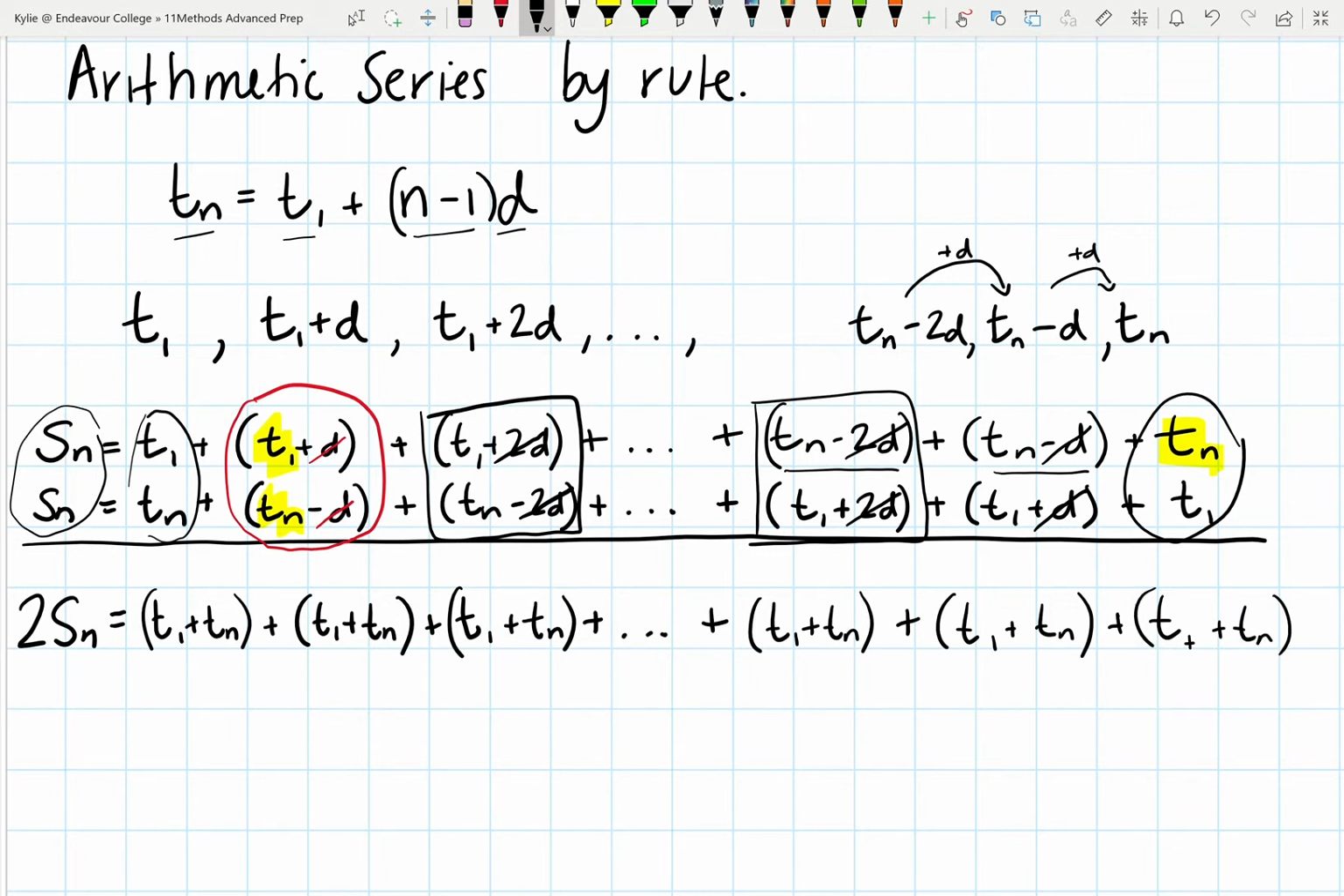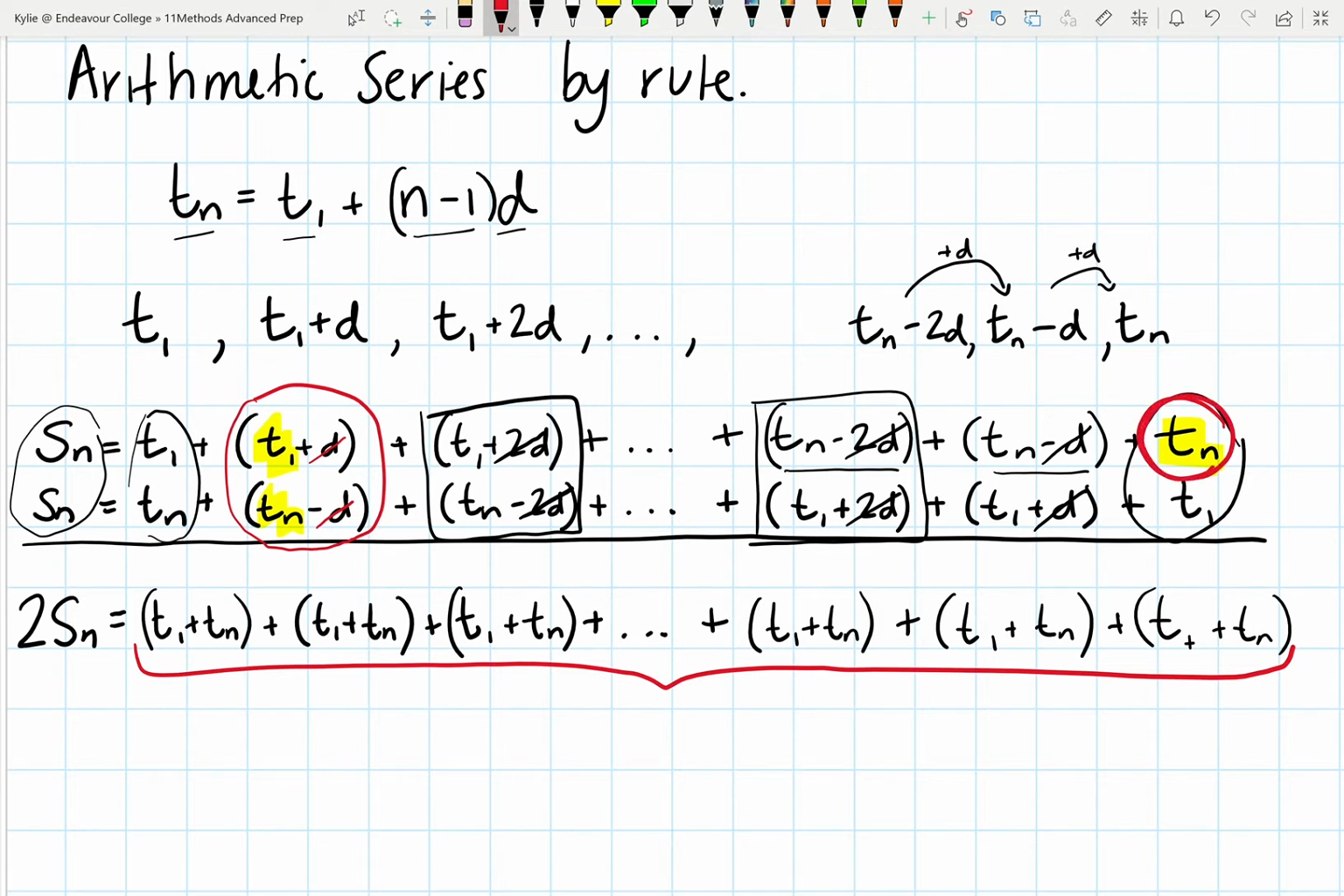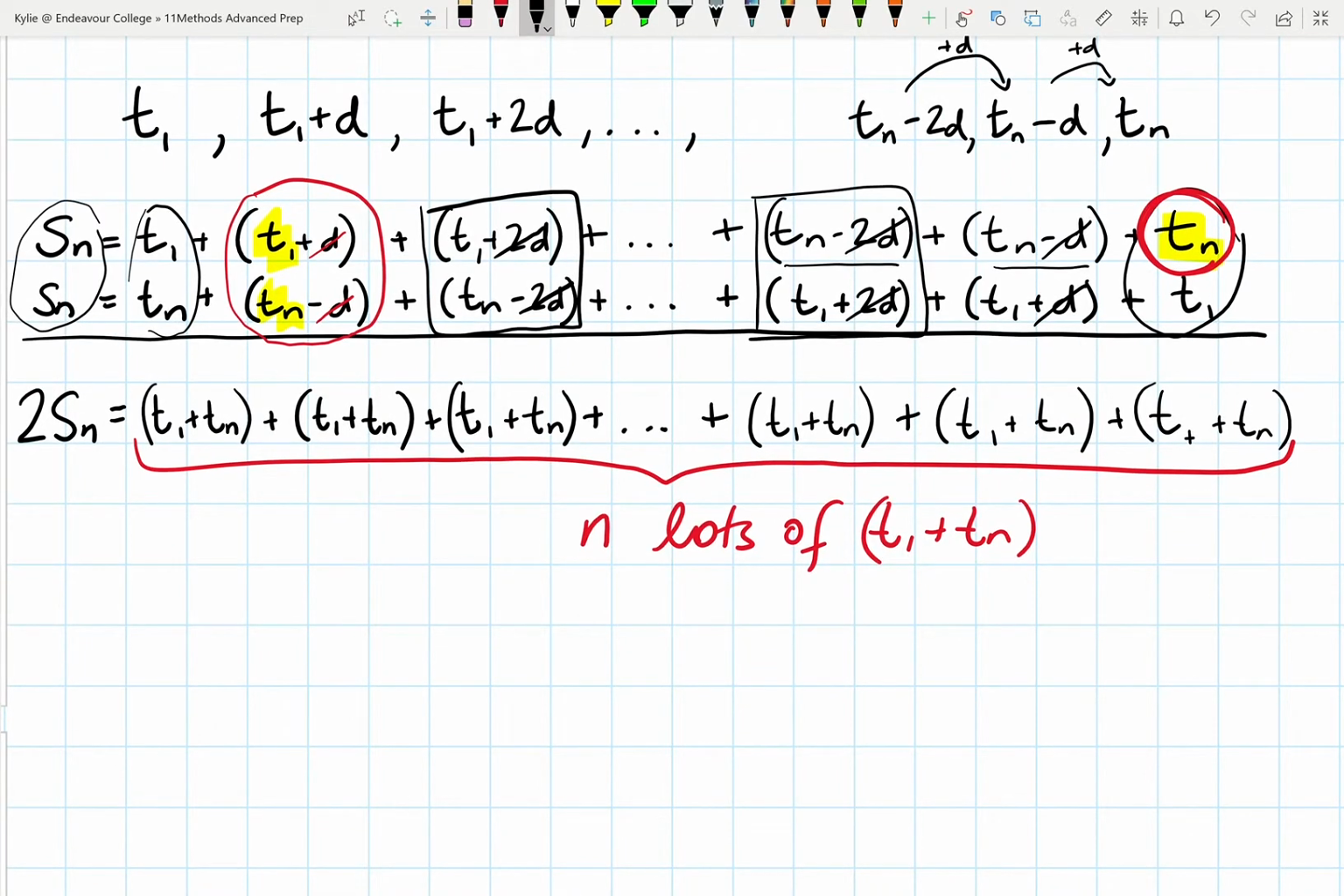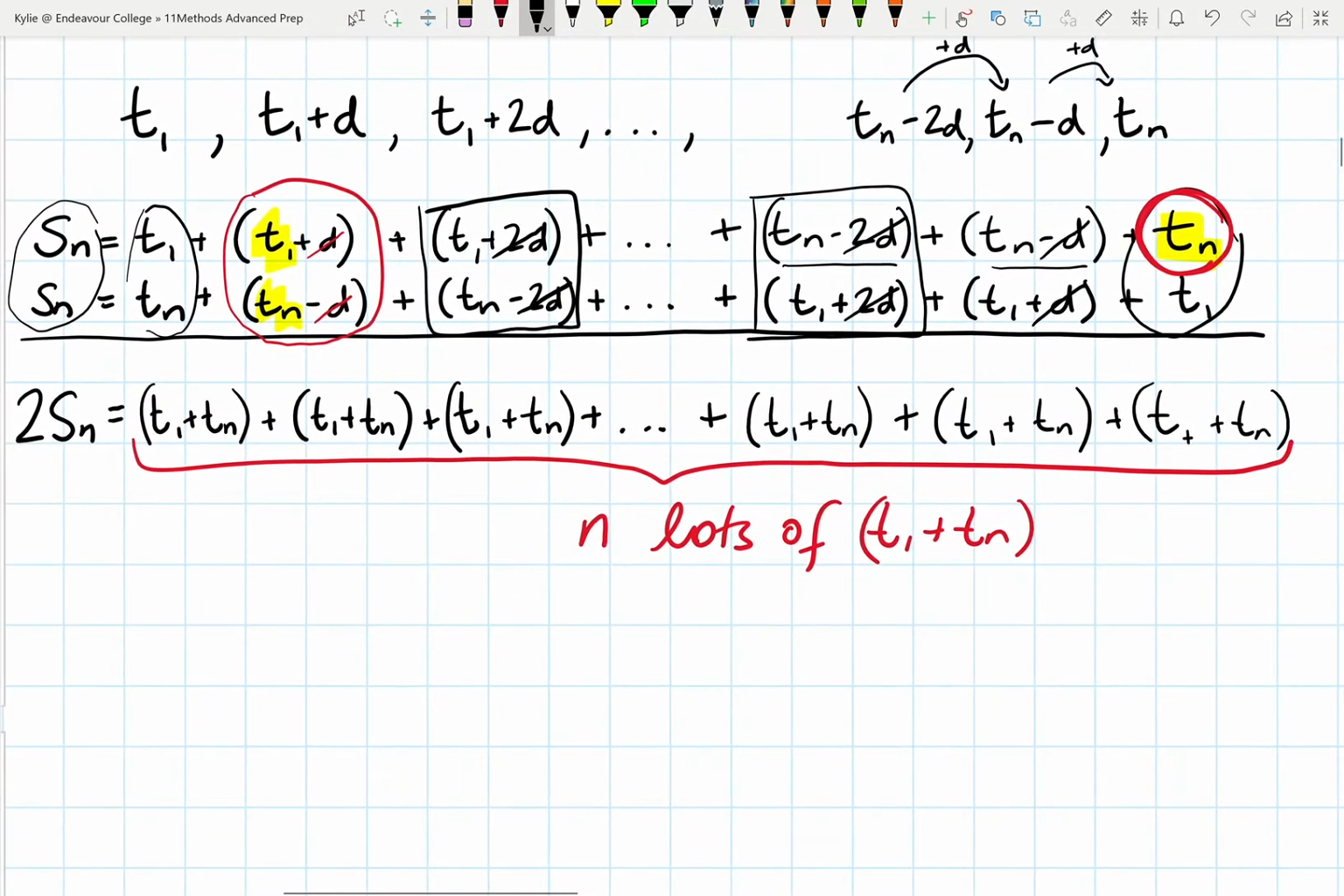Now, how many of those lots of T1 plus Tn am I actually going to have? Well, let's have a look. This Tn represents which term in our sequence? It represents our nth term, which means we're going to have n lots of T1 plus Tn. So there's going to be n lots of these brackets. So we can simplify that to 2 Sn equals n lots of T1 plus Tn.